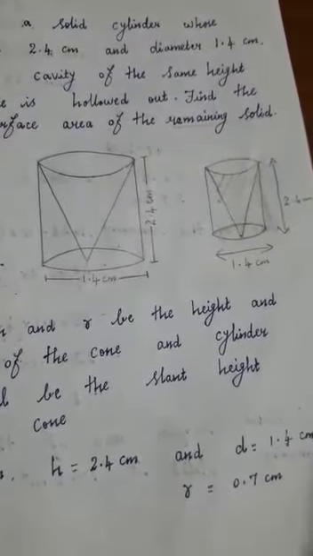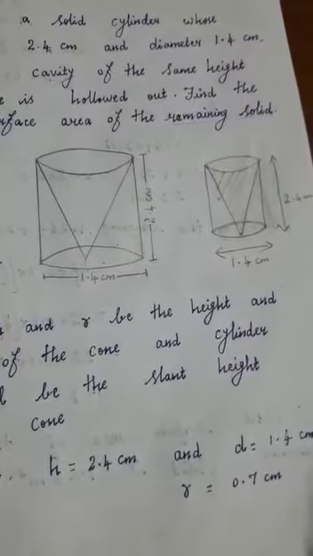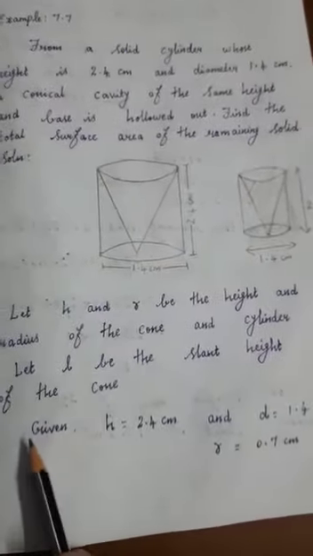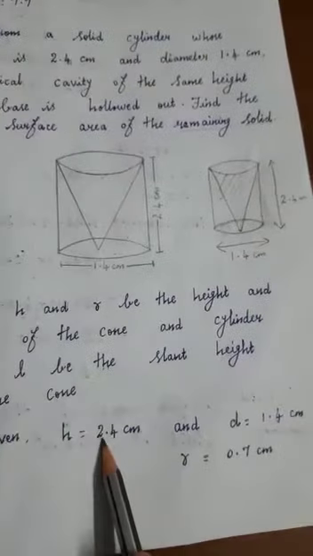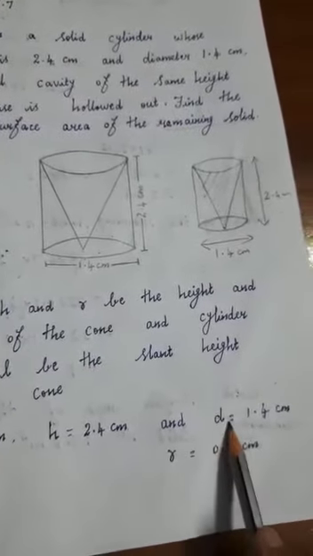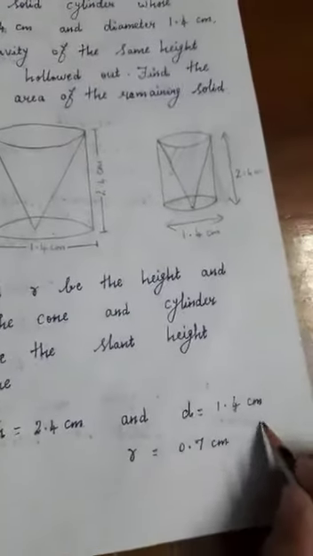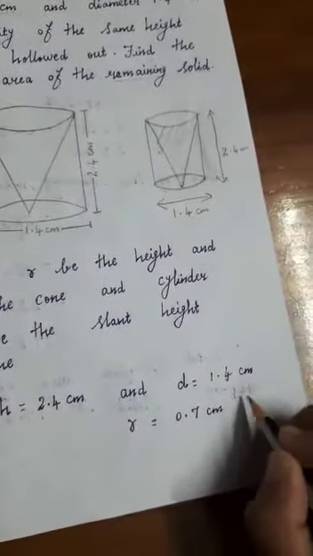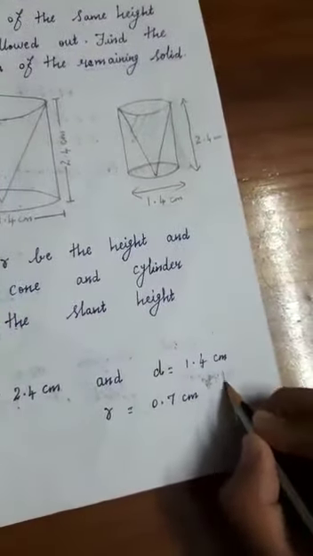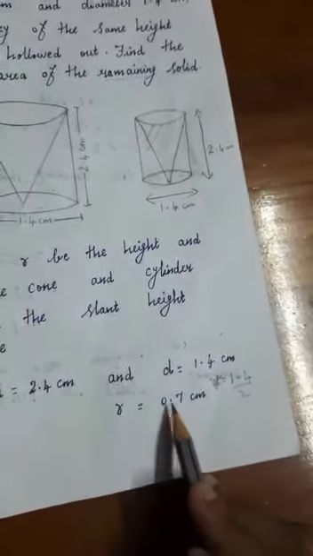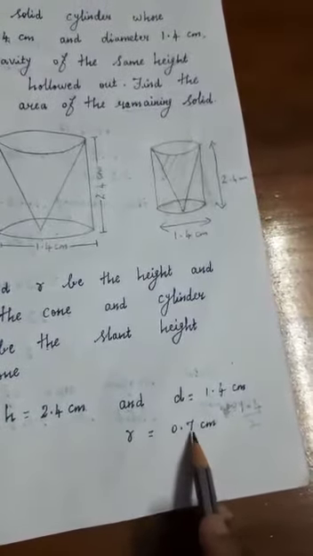L square is equal to height square plus R square. So that formula you can use and find out the slant height. So now you can write, given height, that is 2.4 centimeter. Diameter they have given, that is 1.4 centimeter. Radius means half of the diameter only. So r is equal to 1.4 divided by 2. If you cancel it, R is equal to 0.7 centimeter. So this is the radius.